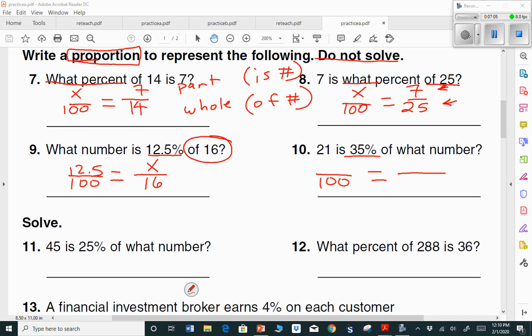We were given the percent, so that goes here. And 21 is the part that goes on the top. And the of number, see how that's of what number? What is X? So that's how you set up that proportion.